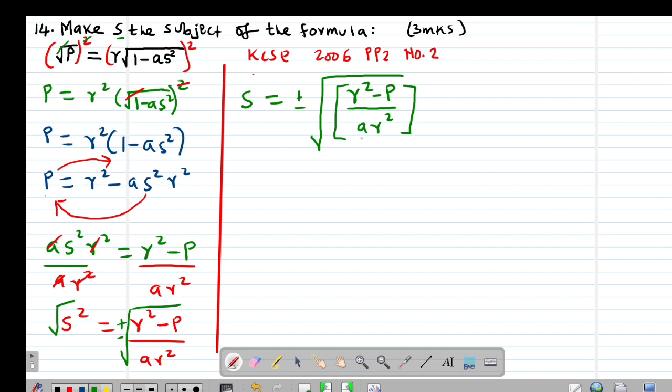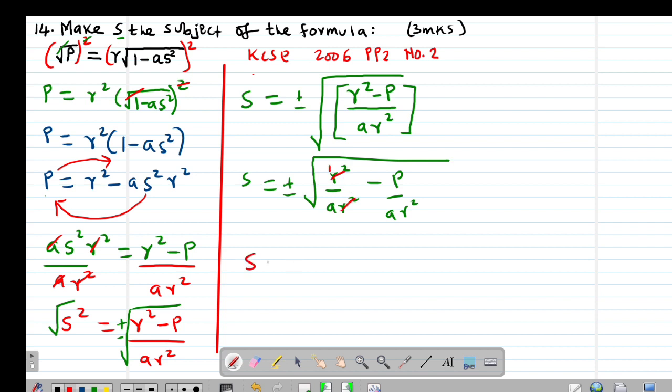Remember that you can also decide to rewrite this, which is equal to plus or minus the root of, you can also write it this way. You can take r squared divided by ar squared, then you subtract p divided by ar squared. So remember, ar squared and ar squared are going to cancel out, so this will be 1.